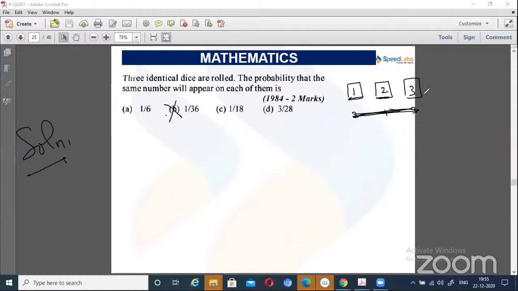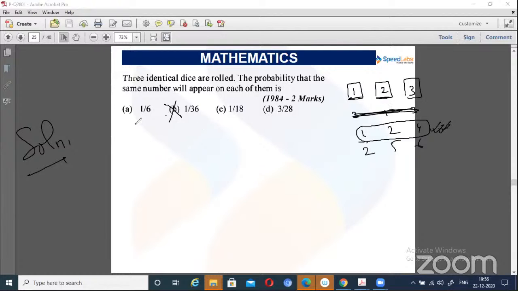Now this is done. 1, 2 and 3 appeared once, it's done with. Now it will be 1, 2 and 4 or 2, 5 and 6 and like that. So any order, any pattern appearing once is good enough. It will not undergo any permutation. So we have to keep that in mind. This is not a normal scenario.